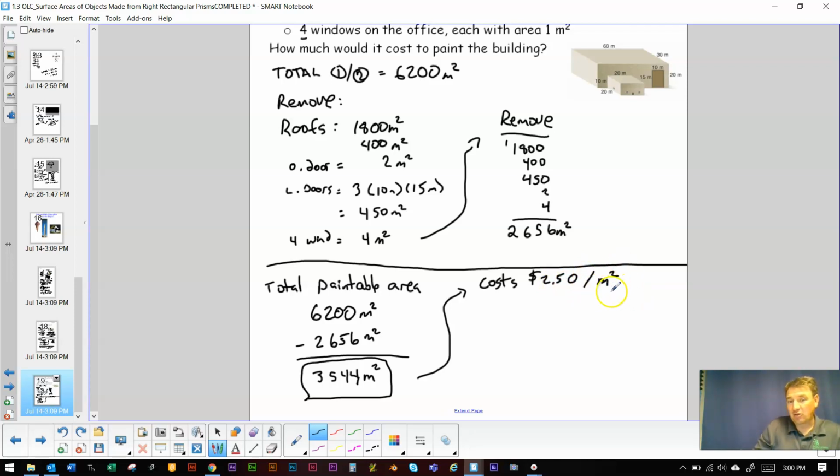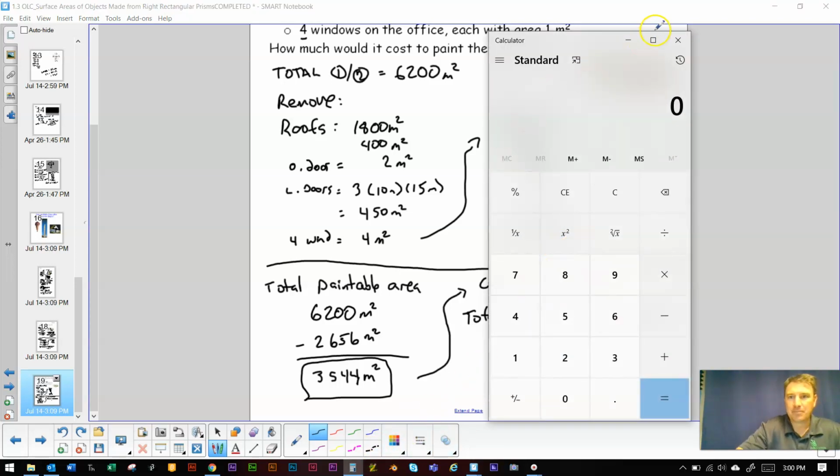How many meters squared do we have? We have 3,544. So for each of those meters squared, we got to pay $2.50. So that's a multiplication question, right? So total cost equals 3,544 meters squared times $2.50 per meter squared. Once again, it's probably a good idea to go to the calculator.